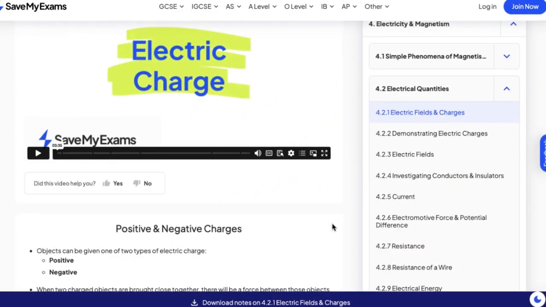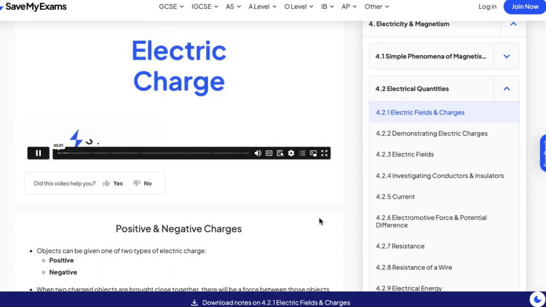Physics class and science class. The topic of today's physics is electricity, and we start with the first part of electricity, which we call the electric charge. So before we begin, let's have an overview of what electric charge is all about.